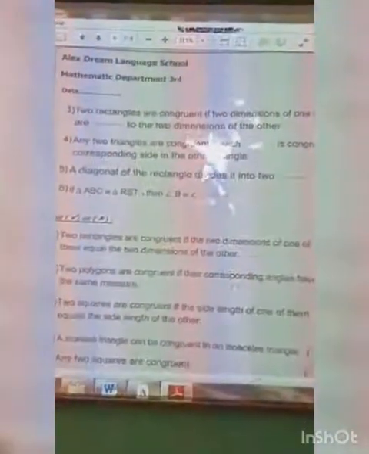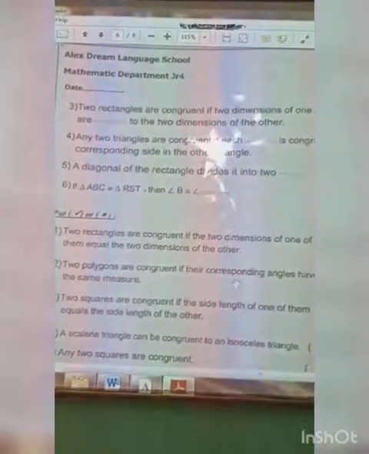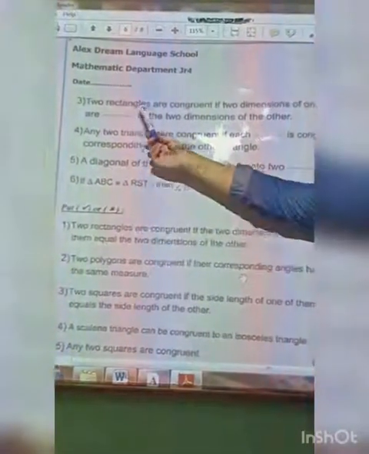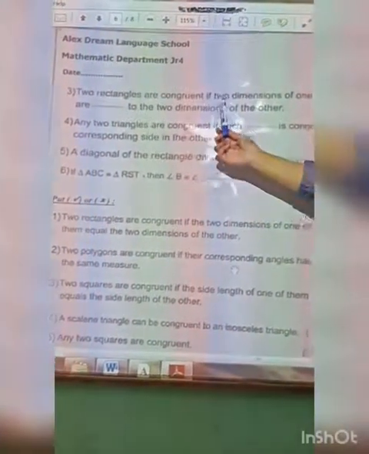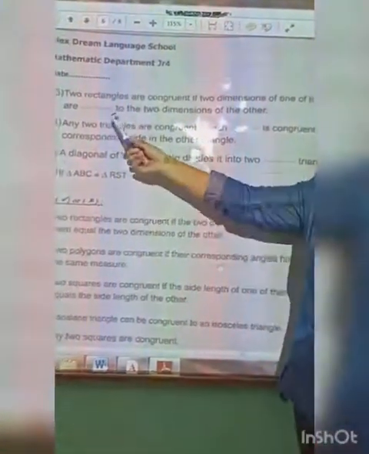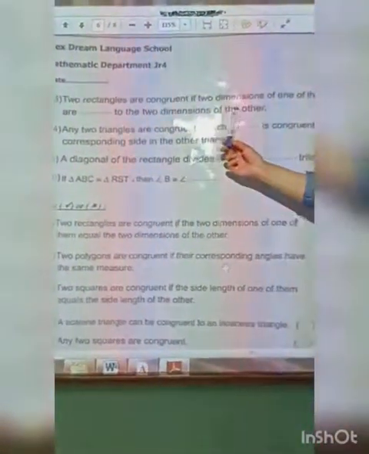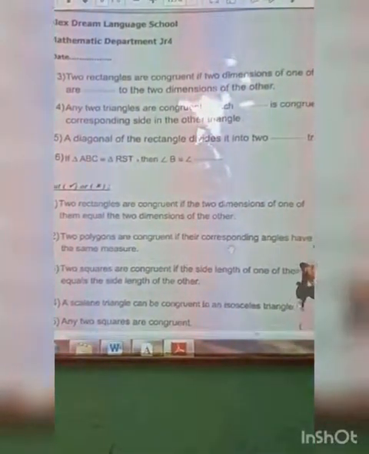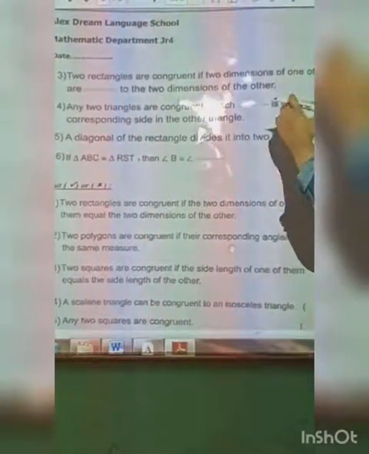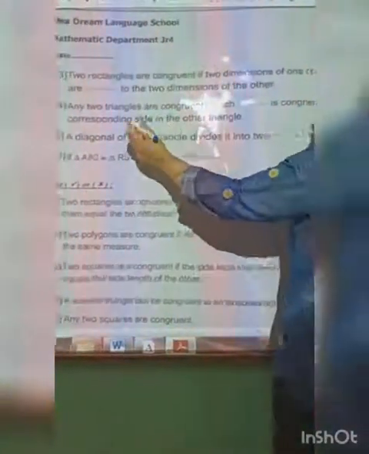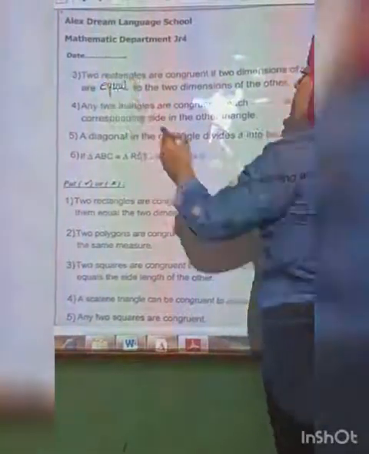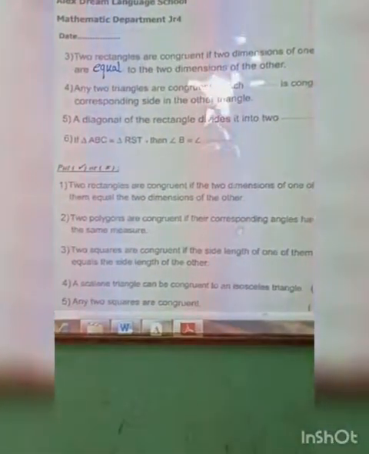Now open your booklet page 35 and look at question number 3. Two rectangles are congruent if two dimensions of one of them are what? Equal to the two dimensions of the other. So we have two rectangles are congruent if two dimensions of one of them are equal to the two dimensions of the other.